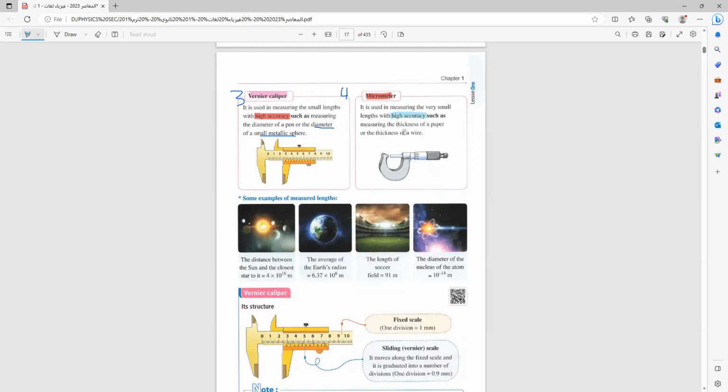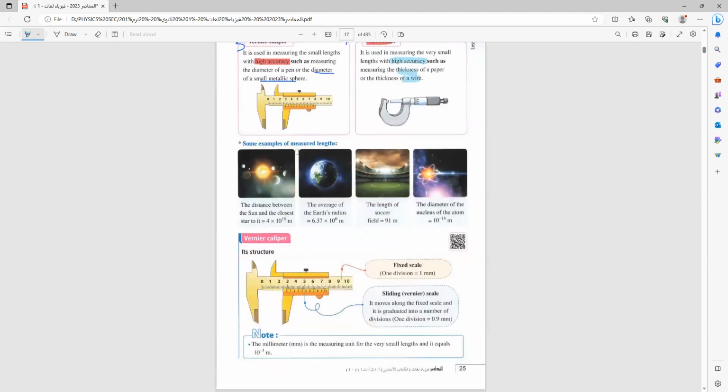Such as measuring the thickness of paper. It is a very small value and it must be more accurate. We can't measure the thickness of your paper or your notebook by using a ruler. It won't be accurate. Or the thickness of wire. Some examples of measured length: the distance between the sun.